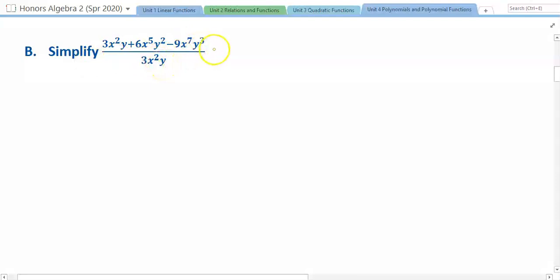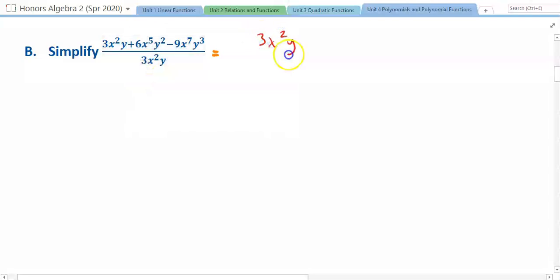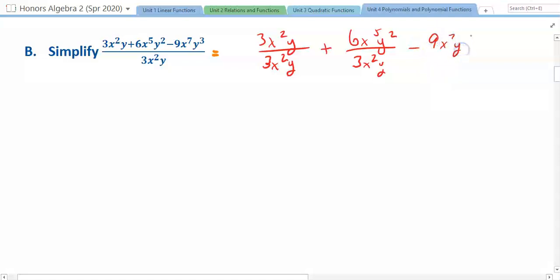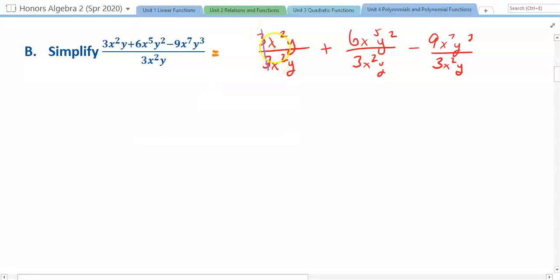All right, so if you paused the video, let's look through what's going to happen with this problem. So 3x squared y over 3x squared y plus 6x to the fifth y squared over 3x squared y minus 9x to the seventh y to the third over 3x squared y. And so we're going to do the same thing we did before, canceling out and simplifying what like terms we do have. 3 divided by 3 cancels. X squared divided by x squared will cancel. Y divided by y cancels.